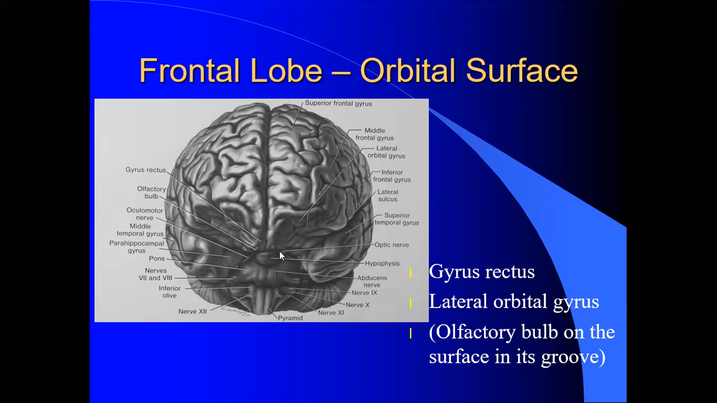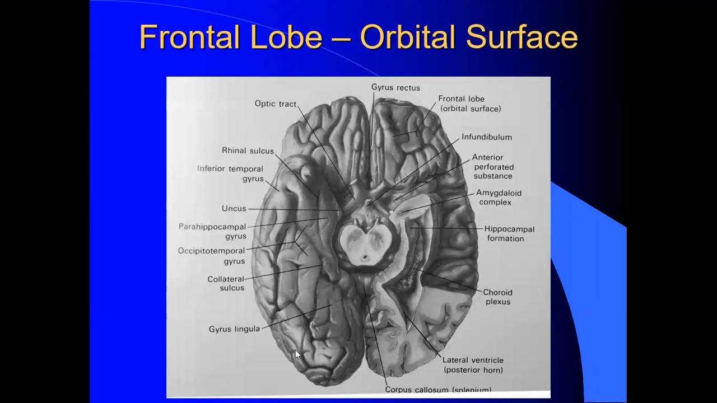All right, orbital surface. You can see that this thing is sitting on the orbit, right? I mean, it's sitting right on the orbit. So here are the pieces that I want you to look at. Here's the gyrus rectus, straight as an arrow. We're going to look at that in another view shortly. You have the lateral orbital gyrus. Let's try to find that. The lateral orbital gyrus would be out here. So here, presumably, this is the medial orbital gyrus. It's unlabeled in this picture. And then the olfactory bulb. Just there, you can see the bulb sitting in the groove. That's all I want you to pick up out of this one.